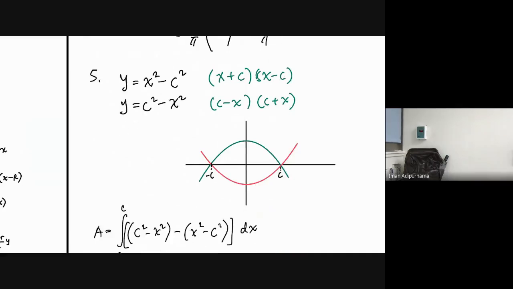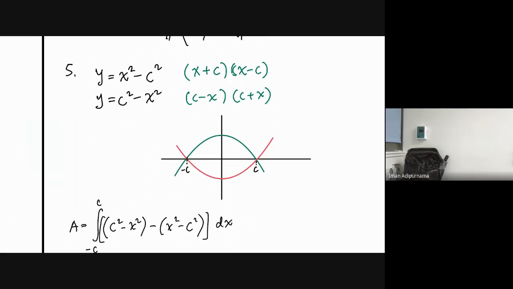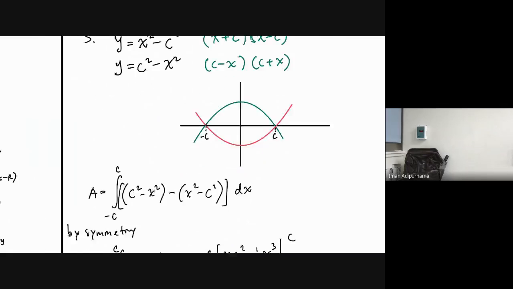Okay, number 5. We have two curves: x squared minus c squared and c squared minus x squared. Basically, it's the same curve, and then you just flip the curve. So you can just equate them, and you get the roots, negative c and c. If you want to check, that's correct. And then the integration is the top minus bottom. And you already know that it's 576, from the information.